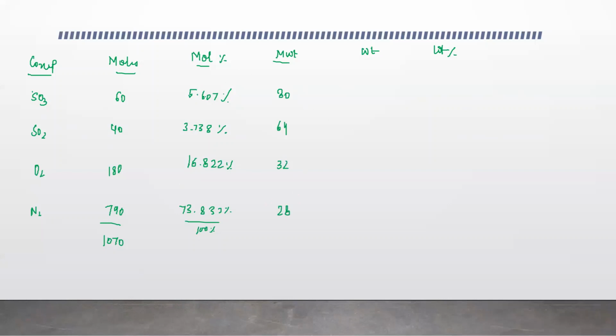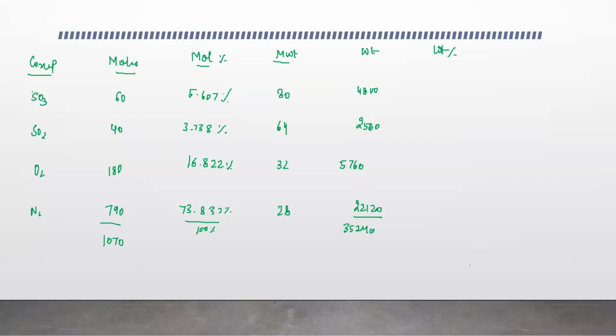So now you're going to multiply moles with molecular weight. So this is going to be 4800, right? And this is going to be 2560 kg. Then this is 5760. Then this is 22120. Total weight you'll get as 35240. All right, 35240. That is going to be the total weight of the gaseous mixture.